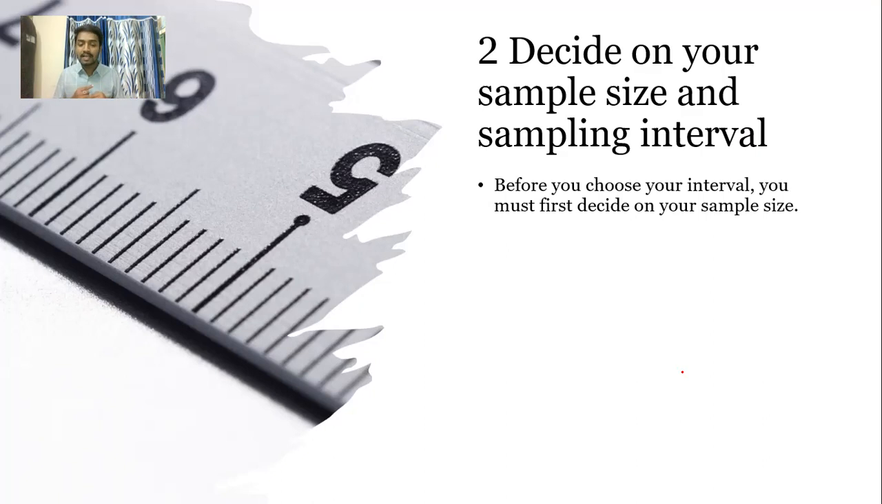the sampling interval comes into place when you are going through a systematic sampling method. Sampling interval refers to your nth member or the kth member of your target population. So that's sampling interval. Before you choose your interval, you should first decide your sample size. Only when you know your sample size can you decide your sampling interval. I'll explain why with the formula in the upcoming slides.